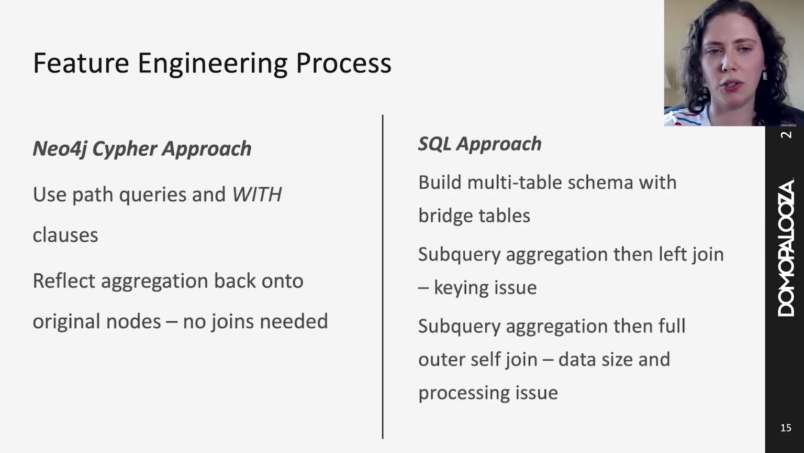So then on this graph, you say what's the feature engineering process going to be like. So in our Neo4j approach, we'll use path queries. So I mentioned being able to just semantically walk along the schema of the graph. We'll use something called with clauses. So for those familiar with SQL, this is just subqueries along our schema. And then we'll reflect our aggregation back to a single node or a single location in this case.